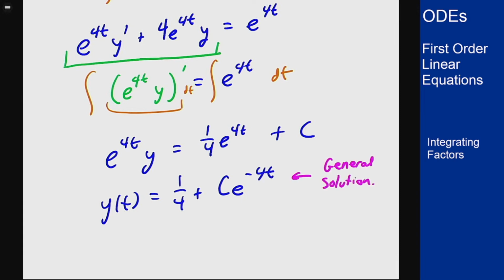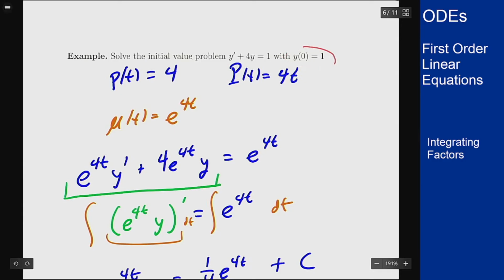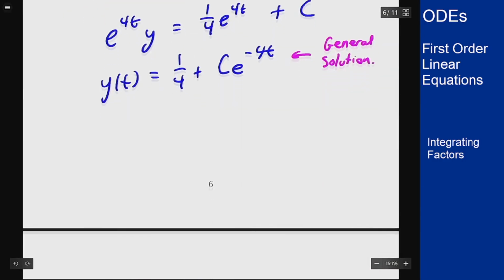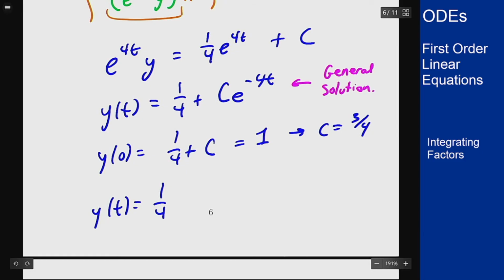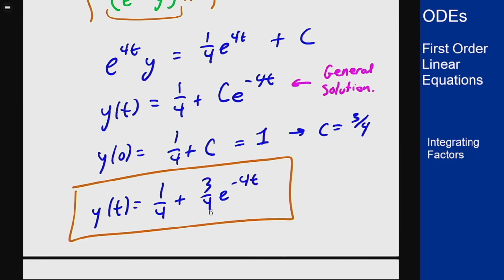But that's not what the problem wants. I'm supposed to have the initial value problem with y(0) = 1. So I can plug in 0 and see that y(0) is 1/4 + c times 1. Since I want this to equal 1, c should be 3/4. So the solution I actually want is y(t) = 1/4 + 3/4 e^(-4t). That's how these problems work. They're all more or less of the same type, and they work out the same way.